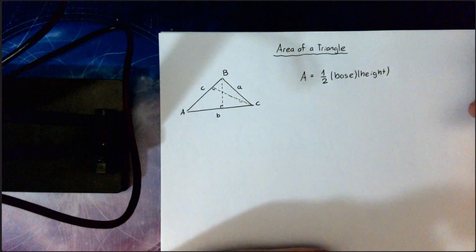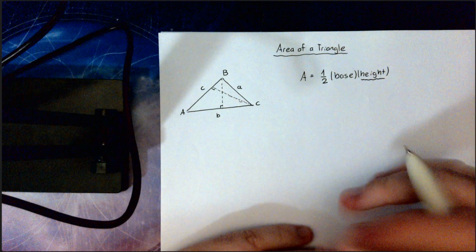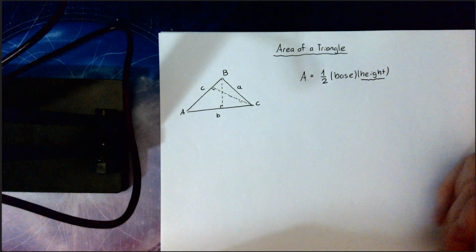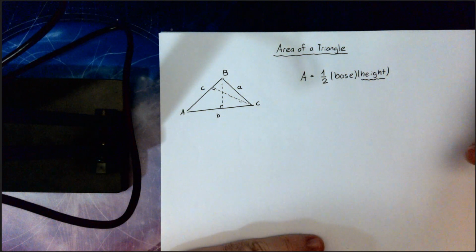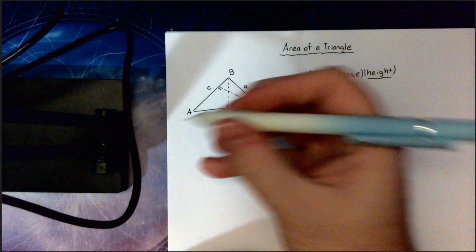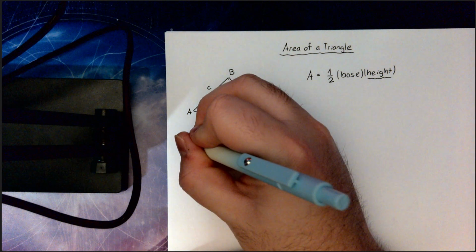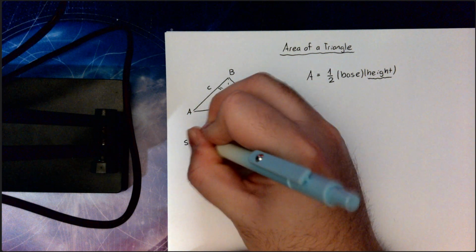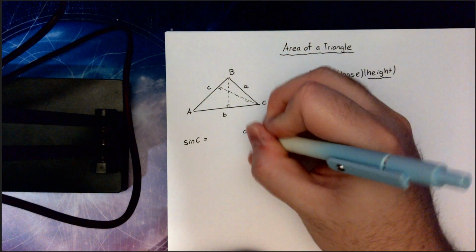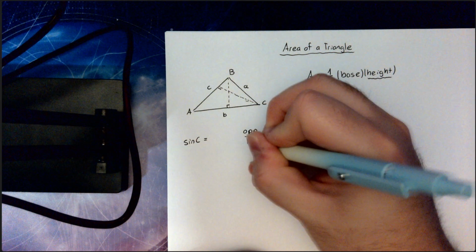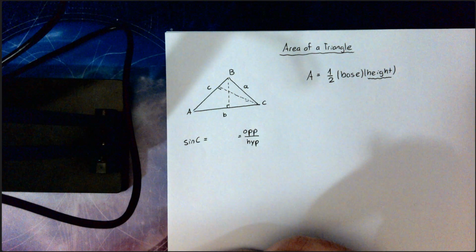Now, what's a different way that we can write this, our height? We did a similar kind of algebraic manipulation when it came to the ambiguous case of our sine law. So here, if I give an angle C, for example, the sine of angle C will be equal to what? Opposite over hypotenuse. And I left a gap here on purpose because in this triangle, what is that exactly?